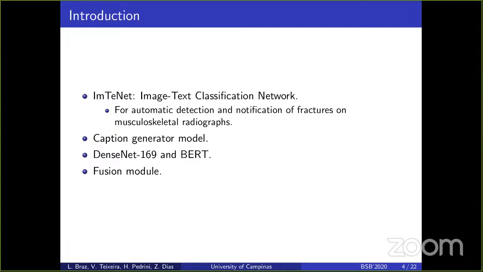So, initially, we use a caption generator model to create textual data for a dataset without text information. Then, we use a DenseNet 169 and a BERT model to perform image and text classification tasks respectively. At last, we use a fusion model that receives a concatenation of feature vectors extracted from both networks.